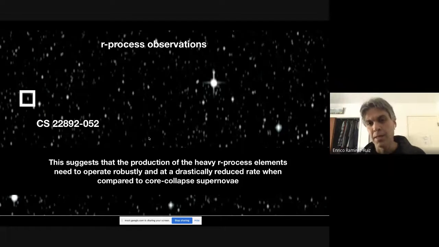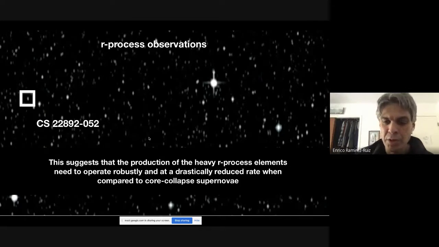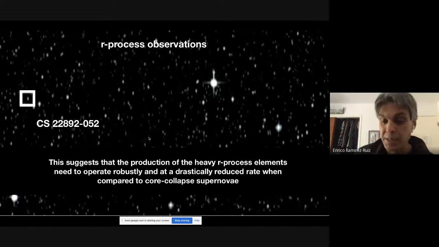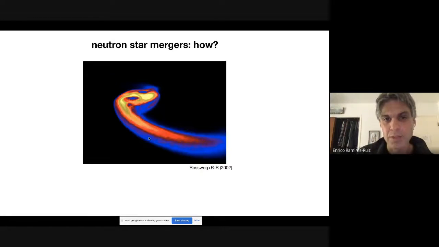Okay? So that's basically the paradigm. Either they happen in neutron star mergers, or they happen in very rare supernovae. Maybe one supernova out of 1,000 or so can make the r-process. So then the question is, what's special about those supernovae? And that's the debate that is currently going on in the field.